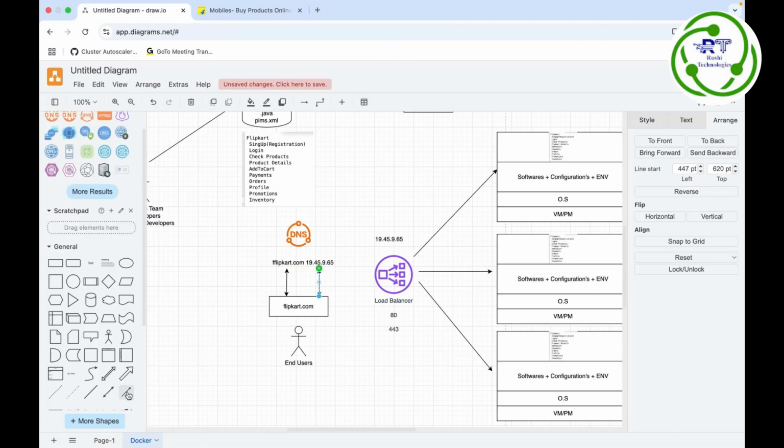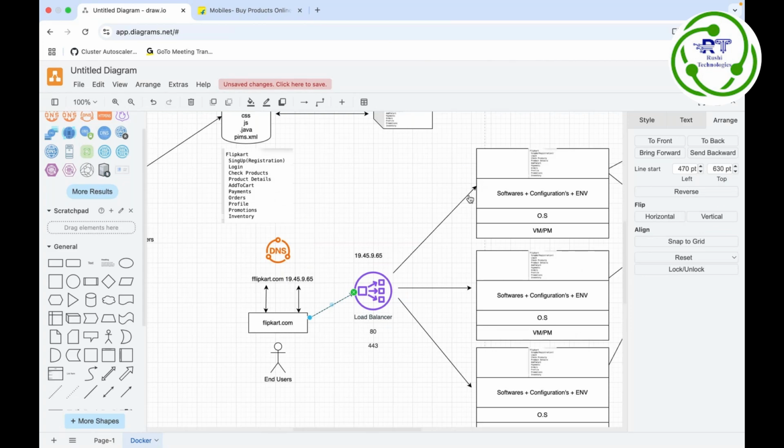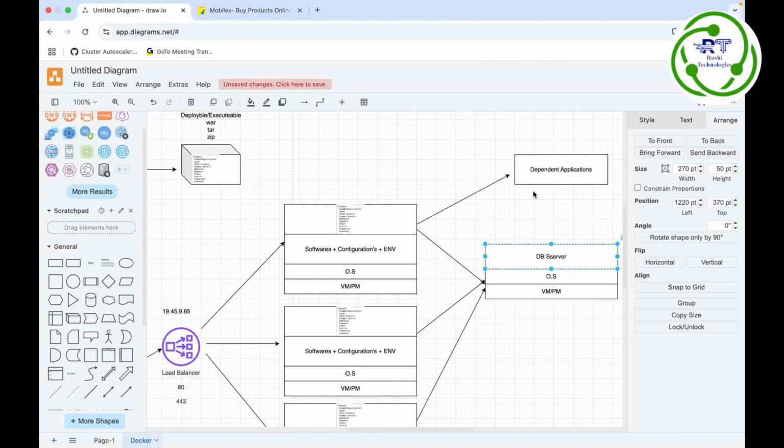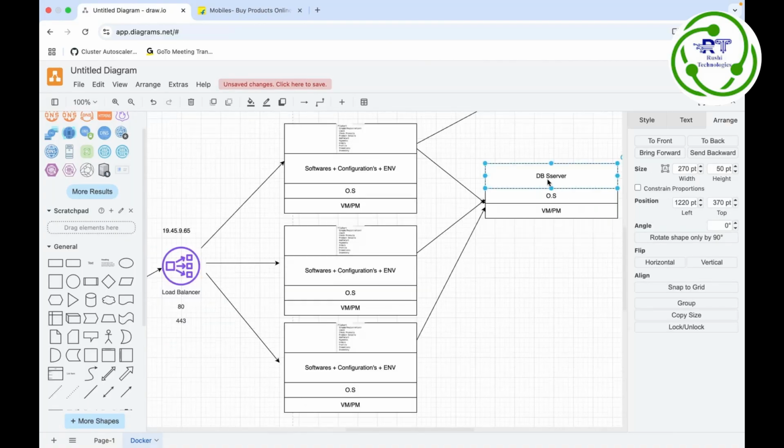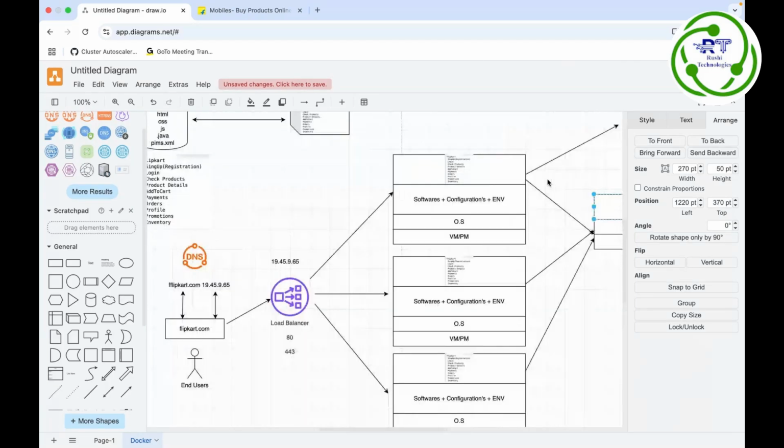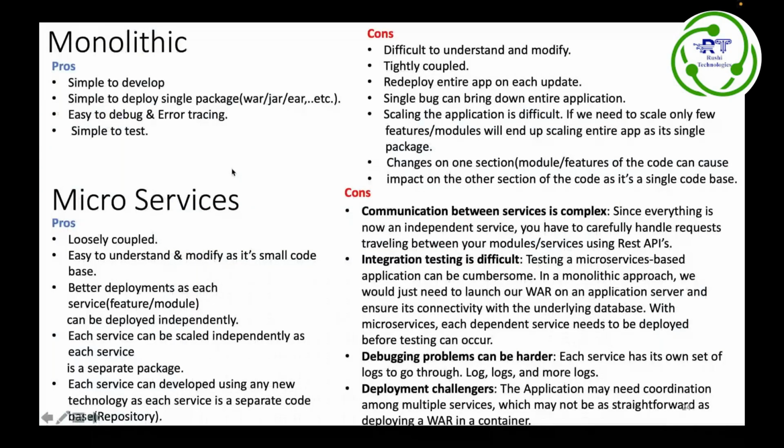Then this load balancer will internally talk to this application. The UI will internally again talk to the APIs. Those APIs will talk to the databases or third-party applications like this. So this is how a monolithic application will typically work. The advantage with the monolithic is that it is simple to deploy because it's a single package with all the code: UI code, APIs code, data logic.